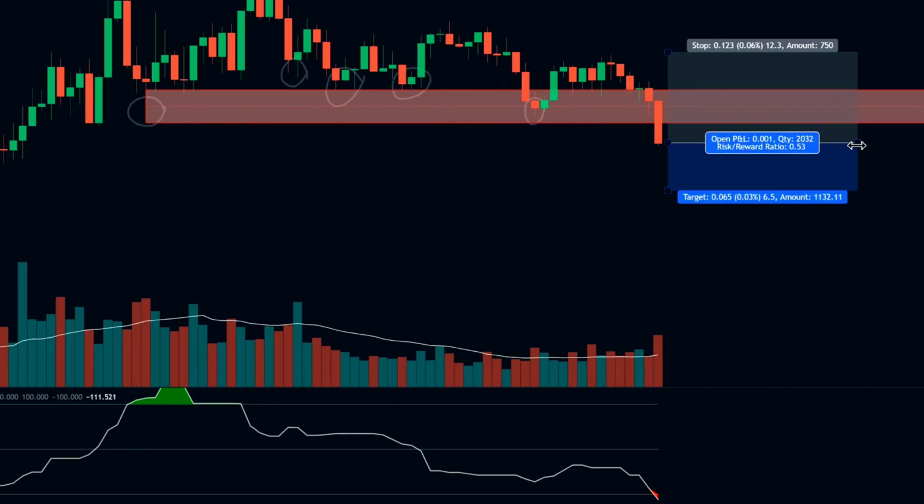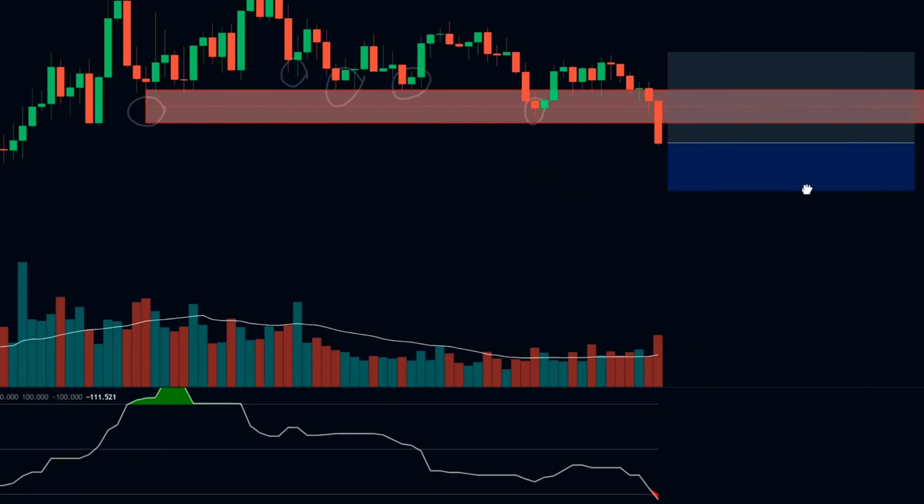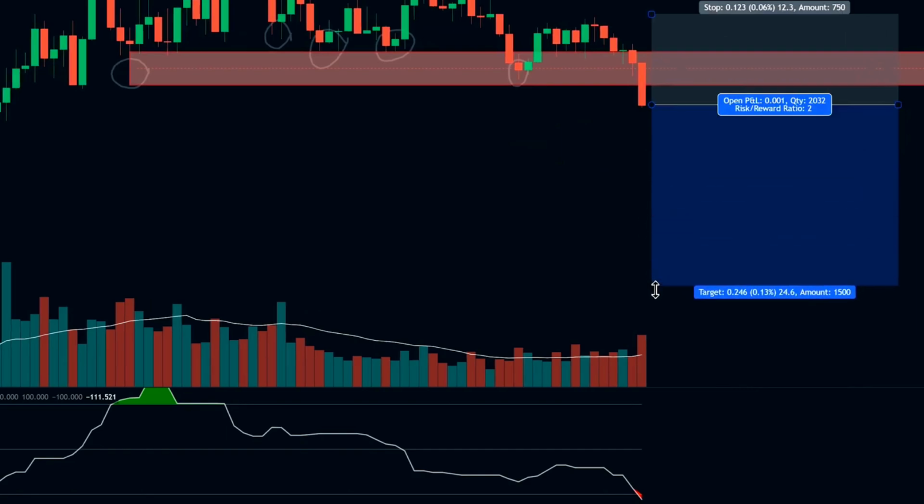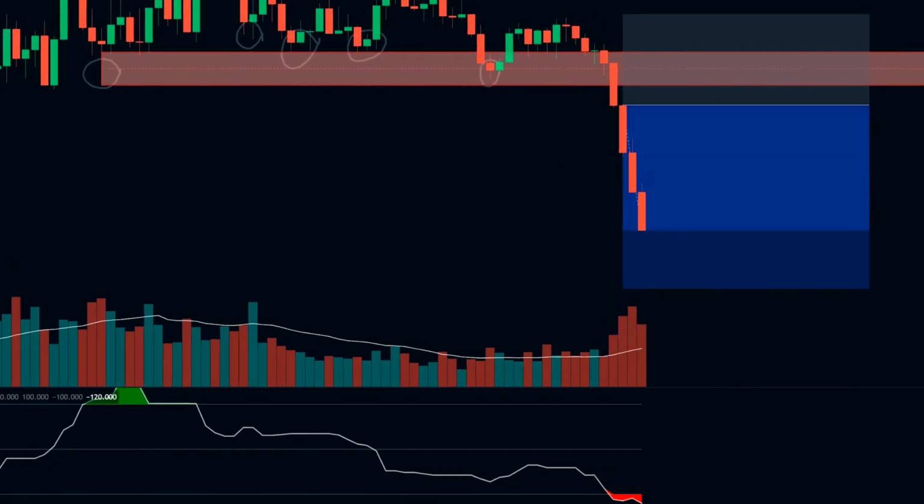Identify support by drawing a line from the lowest to the highest swing lows. Enter the short position when the price breaks and closes below this level. Set your stop loss above the recent swing high and aim for a risk-reward ratio of 1 to 2 for take profit.